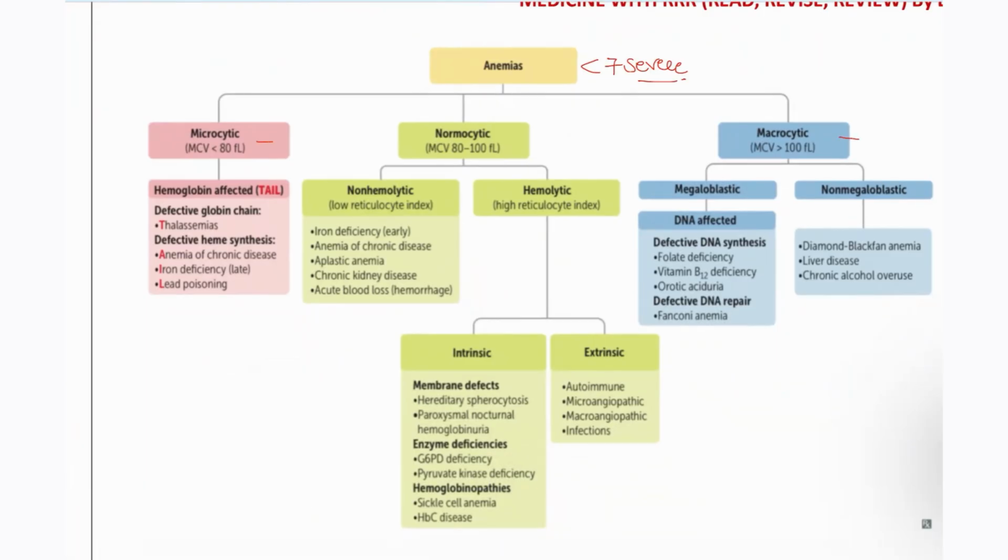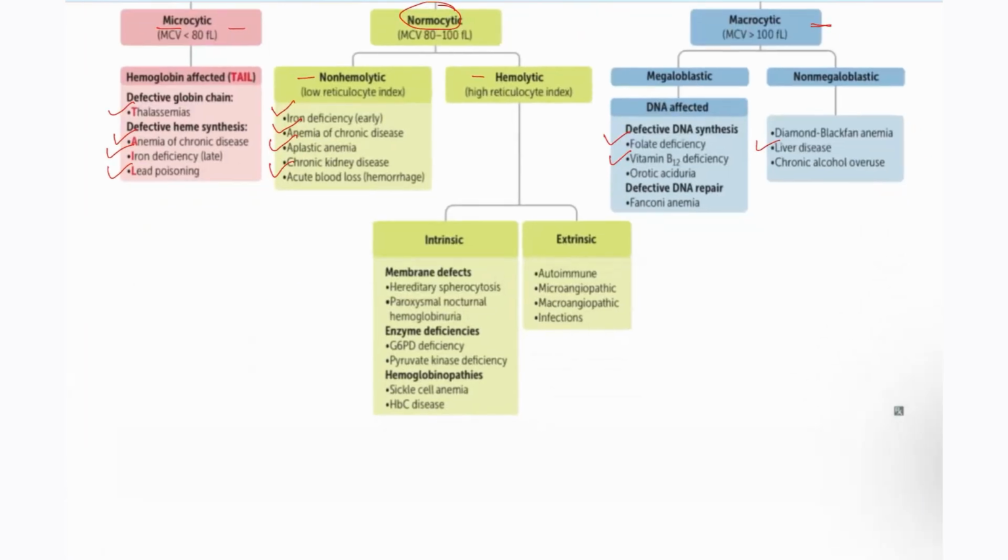Let's see, microcytic, the examples are thalassemia, anemia of chronic disease, iron deficiency anemia, lead poisoning. If it is macrocytic, most commonly folate deficiency or vitamin B12 deficiency. Okay, that too you have to remember, or liver disease commonly. Next, normocytic anemia. The normocytic anemia can be non-hemolytic or hemolytic. Non-hemolytic, such as iron deficiency anemia, anemia of chronic disease, aplastic anemia, or acute blood loss.